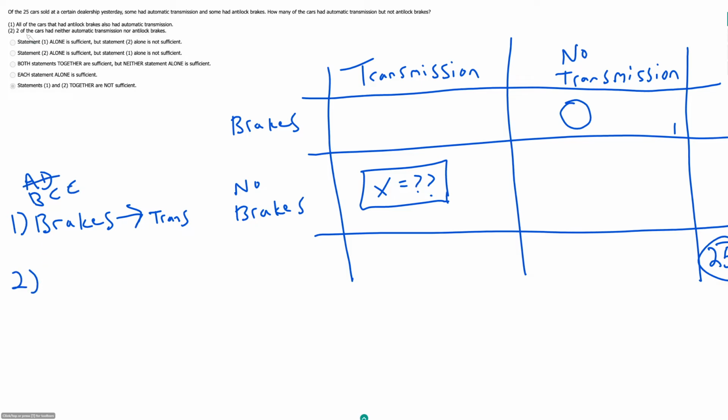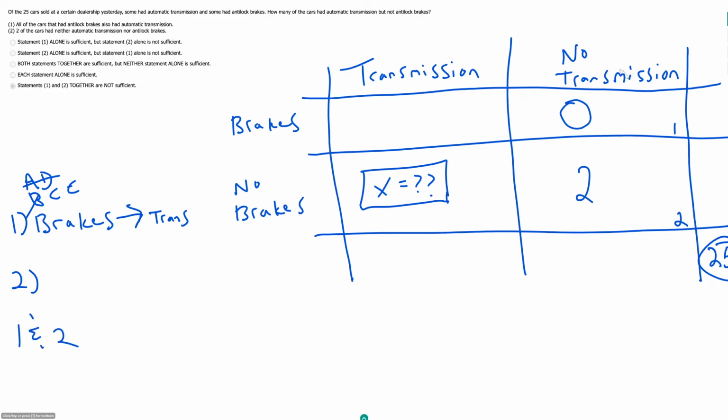Statement 2: 2 of the cars had neither automatic transmission nor anti-lock brakes. So we got a 2 here for the number of cars in this group. Let's put a little 2 here, so I know this is from statement 2. Remember, we got to ignore this one when we're looking at statement 1 by itself. There's really not much else I can fill in. This statement is insufficient by itself, and we can go straight to looking at them together.